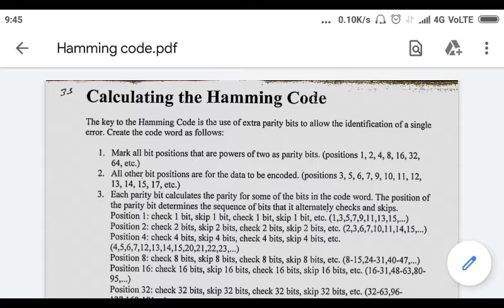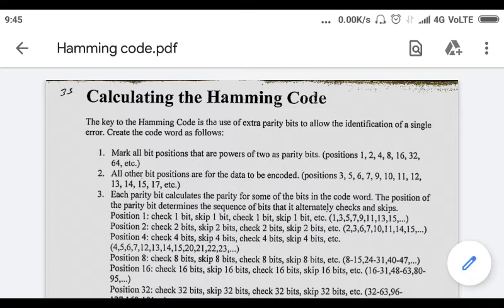Next you take 16 for the parity bit position, and then 17, 18 up to 31 you can take for the data positions, and 32 is for the parity bit position. In this way you identify the positions: one set is for the parity bits, and one set is for the data bit positions.